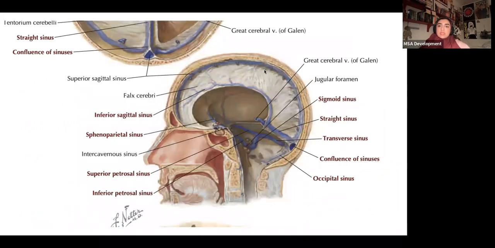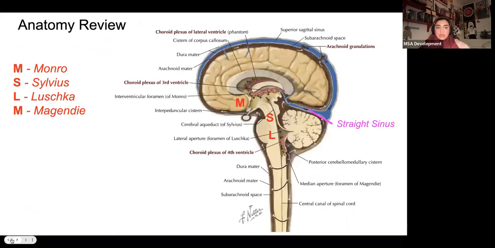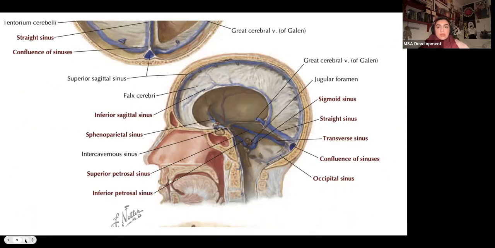This is the superior sagittal sinus, the inferior sagittal sinus, straight sinus, and then the great cerebral vein of Galen. Okay, then we can see the transverse sinus over here. We can see the confluence of sinuses, basically where they all converge and meet. And one thing that I forgot to actually touch on is over here. Sorry. We have our arachnoid granulations, which is basically where the CSF flows and drains into the venous sinuses as well.